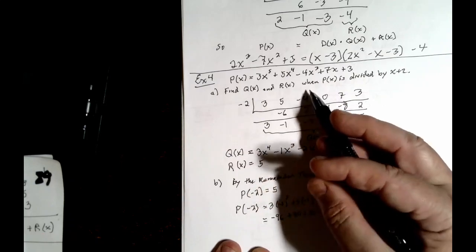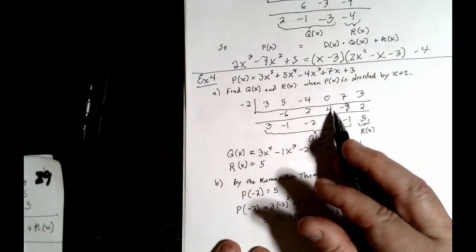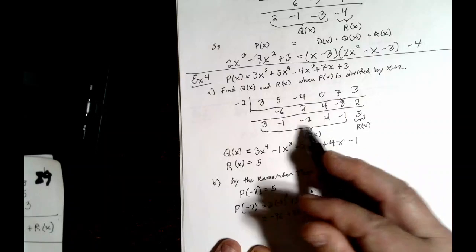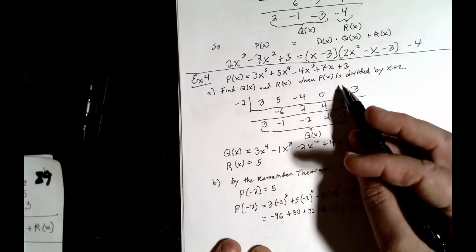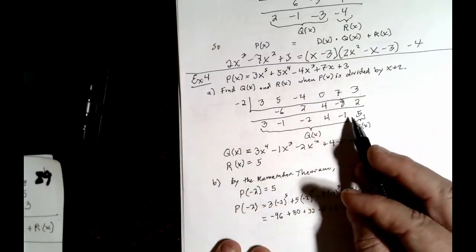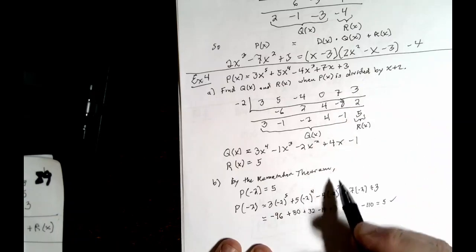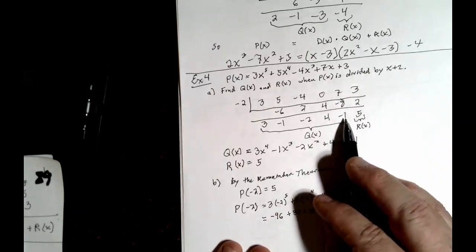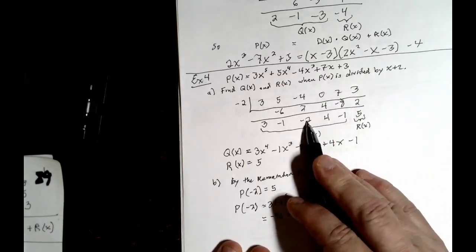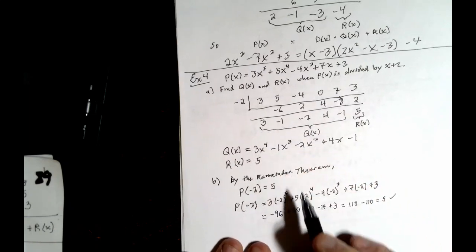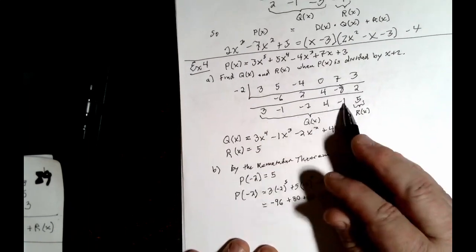Multiply. Add and you get minus 2. Multiply. Add and you get 4. Multiply. Add and you get minus 1. Multiply. And you get 2. Add and you get 5. So there's your remainder. Your constant, x, x squared, x cubed, x to the 4th. So that's what this q is.